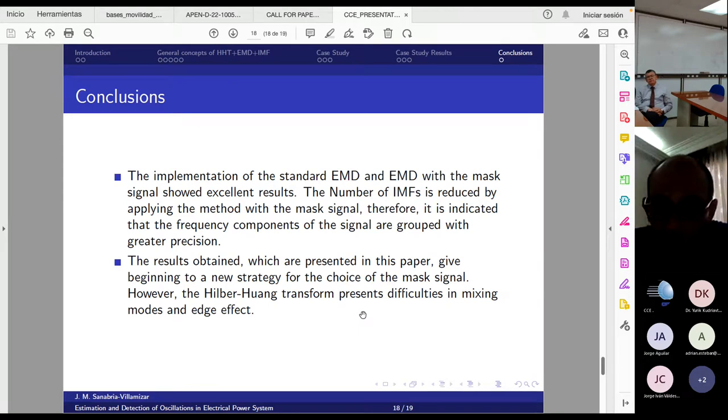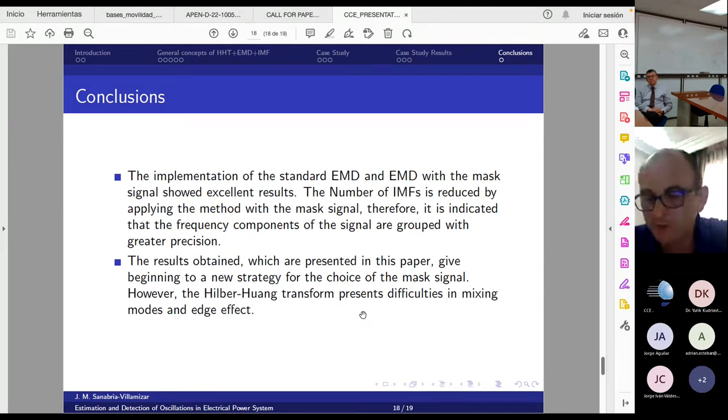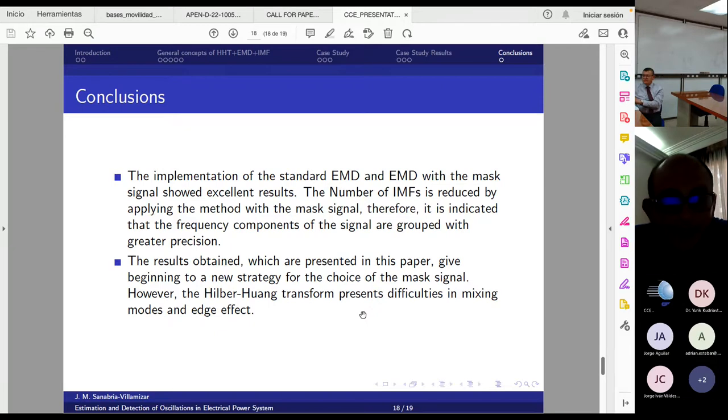And it's always possible to improve the method. Now we are using, for example, the multivariate empirical mode decomposition when it's possible to work with multivariate systems, no? And it's possible to use other combinations of the methods. For example, it's possible to use the empirical mode decomposition with Fourier transform after the decomposition of the IMFs, to detect the frequencies in these signals. And the results obtained, which are presented in this paper, give the beginning to a new strategy for the choice of the mass signals.